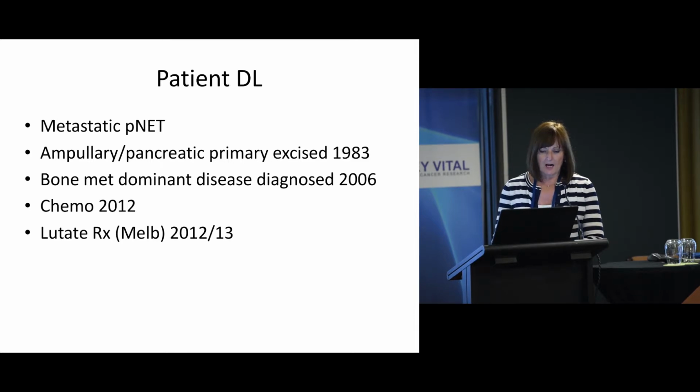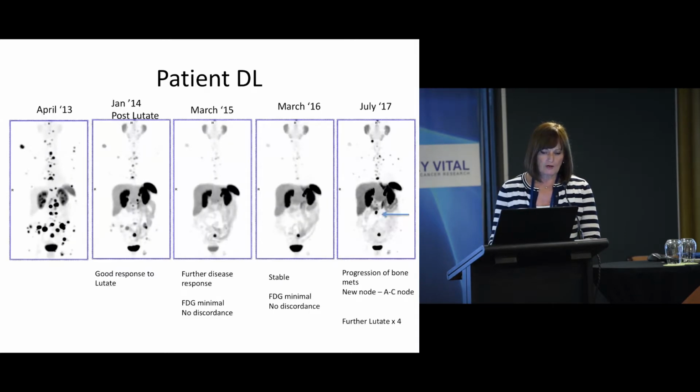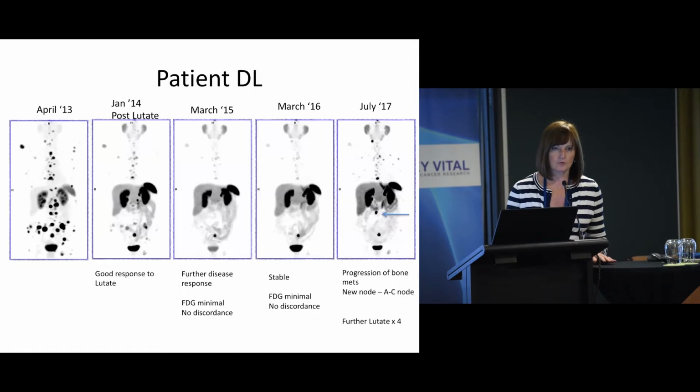And after lutate, she showed good regression of that disease. And that remained stable for some years. In fact, the disease slowly regressed even further without any further intervention. Halfway through last year, she showed clear progression, a new site of disease involving a node which she'd never had before, and resurgence of her bony disease. So she has undergone a further 4 cycles of lutate and will come up to her follow-up soon.